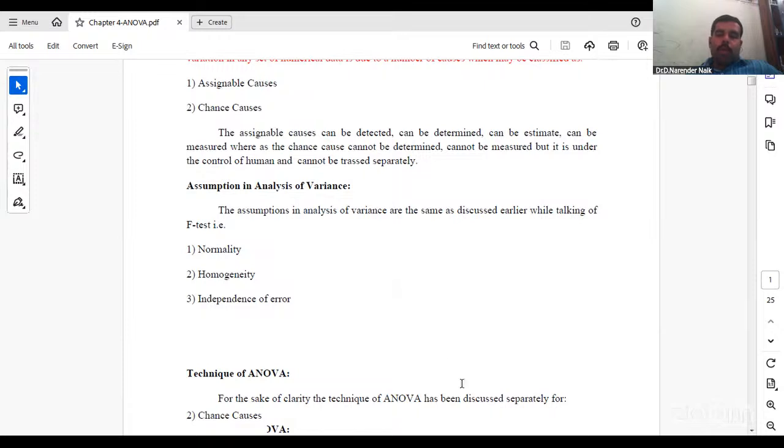Normality. Normality means, if you observe the problem very clearly, the problem will be like this. See, A, B, C, then D. So here schools.